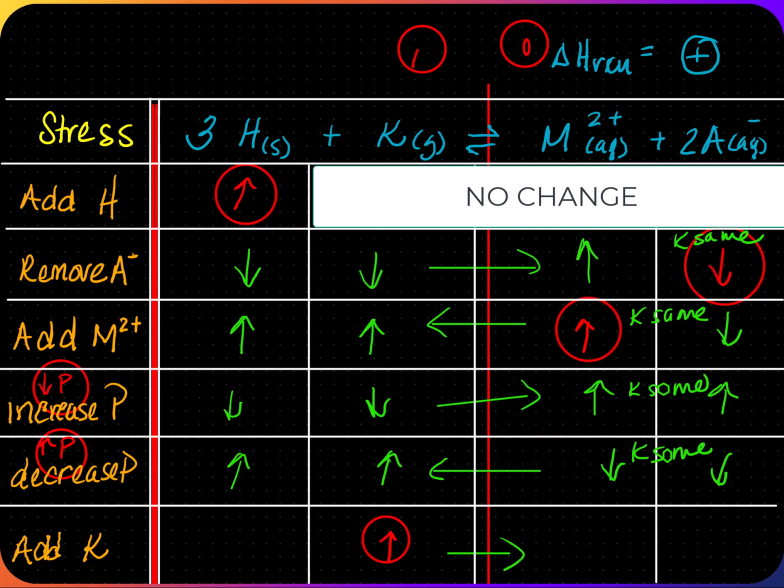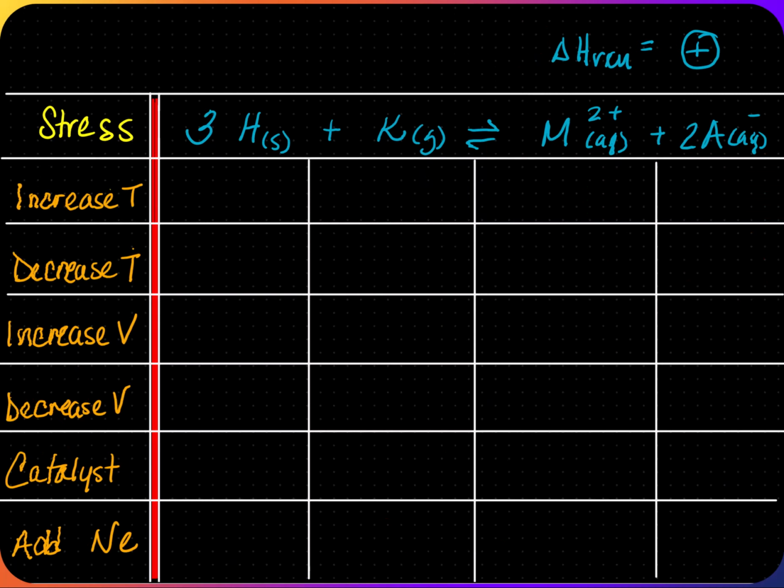So I'm going to shift to the product side. My products are going to increase, my reactant is going to decrease, and my K is going to remain the same. Pause the video and complete this table and then check your answer. Again, I'm going to draw a line to separate the products and reactants.